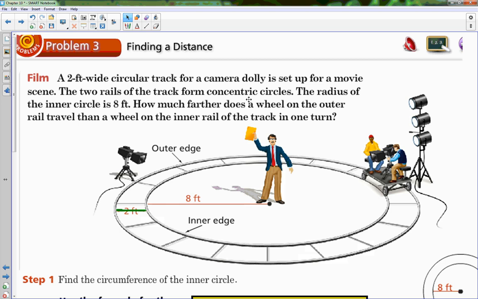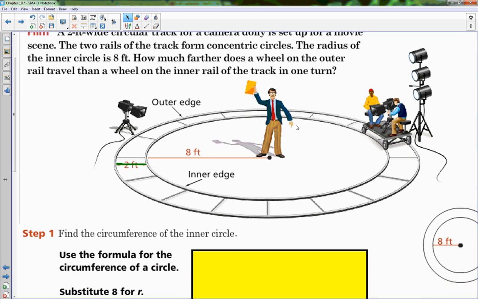The 2 rails of the track form concentric circles. That just means they have the same center. They just have different radii. The radius of the inner circle is 8 feet. And how much farther does the wheel on the outer rail travel than a wheel on the inner rail of the track in 1 turn? So we're going around once.